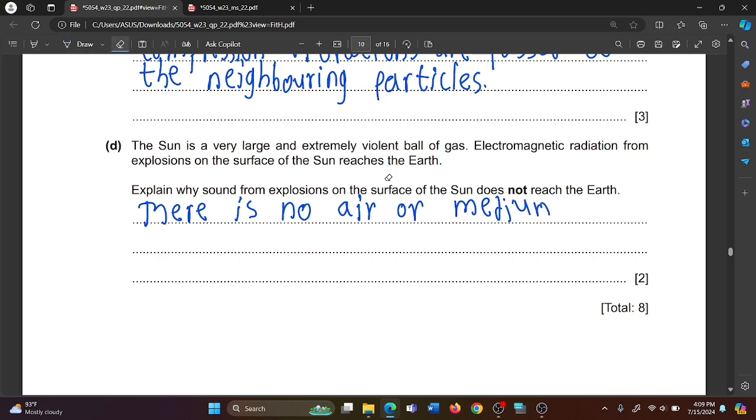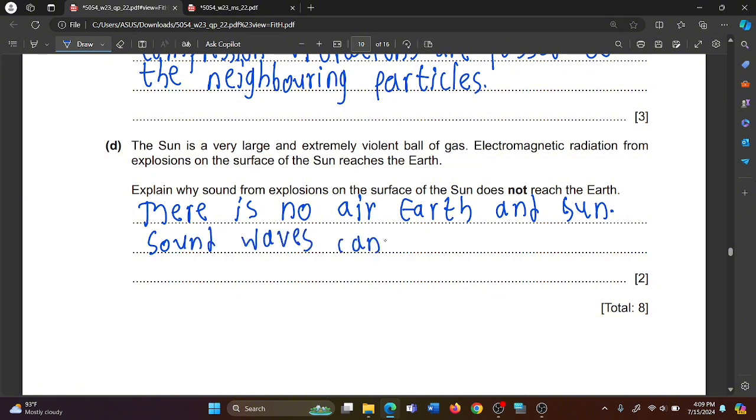Now let's not write medium. There is no air between earth and sun. And for the next one, we write sound waves cannot travel in vacuum. I think I made a spelling mistake in writing vacuum. Now, spelling mistakes are ignored, thus there is no worry if you make a spelling mistake in your exam.